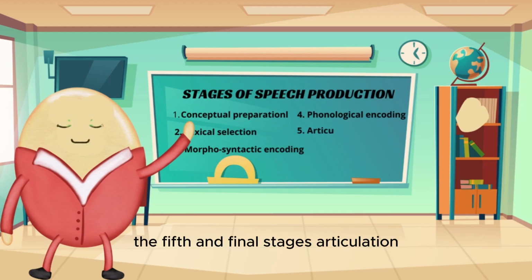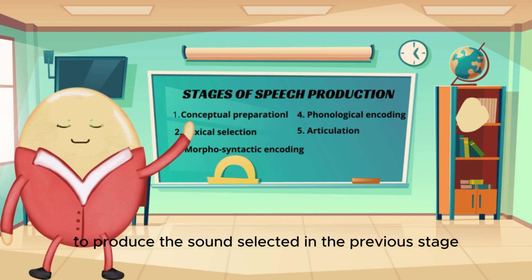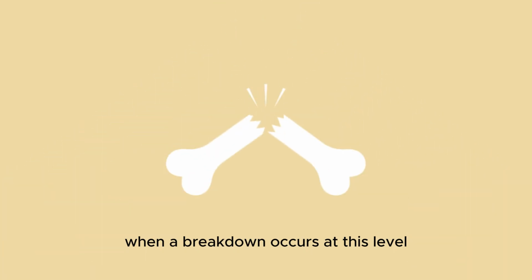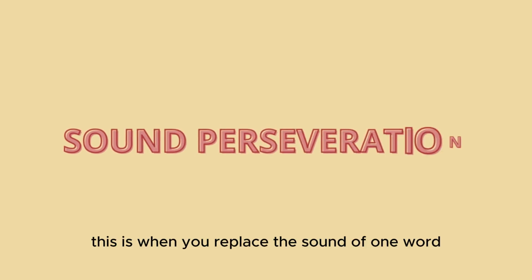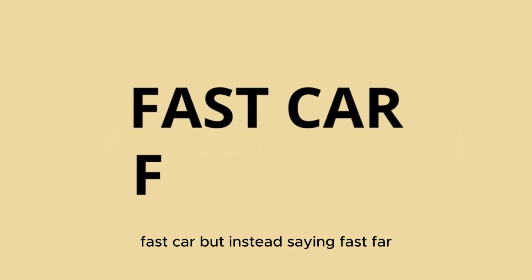The fifth and final stage is articulation. This is the execution of motor commands to produce the sounds selected in the previous stage. When a breakdown occurs at this level, it could result in a speech error called sound perseveration. This is when you replace the sound of one word with the corresponding sound from previous words. An example of this type of error is attempting to say "fast car," but instead saying "fast far."